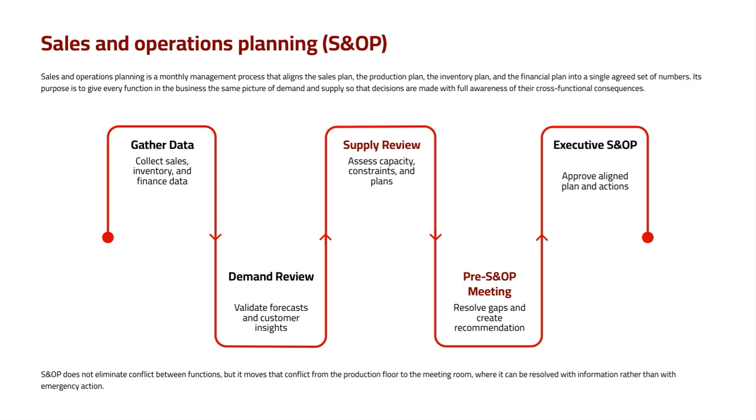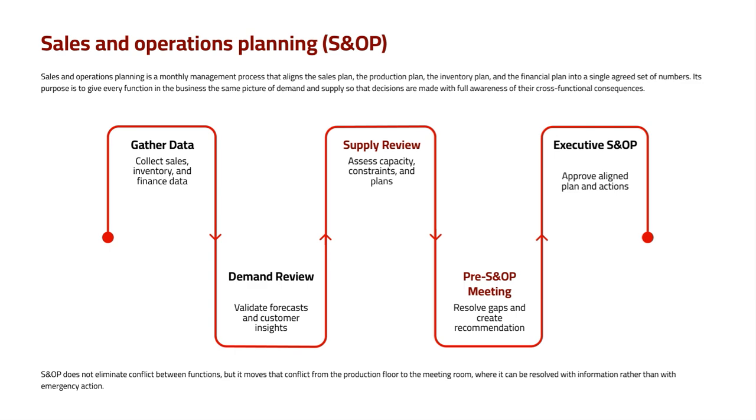First, the demand review, where forecasts and customer insights are validated. Then there's a supply review, which looks at capacity, constraints, and plans. Data gathering is critical, collecting sales, inventory, and finance information to support these reviews. Next comes the pre-S&OP meeting, where any gaps are identified and recommendations are developed. Finally, the executive S&OP meeting approves the aligned plan and necessary actions.